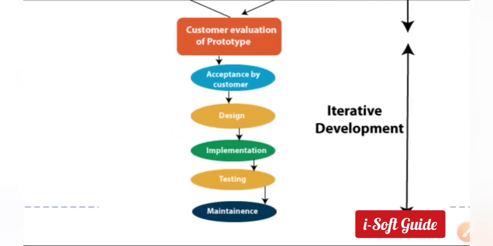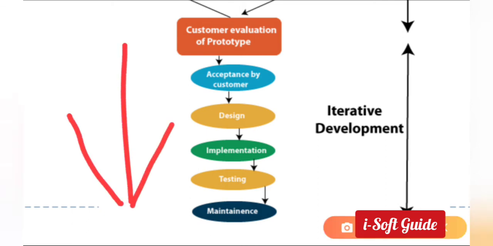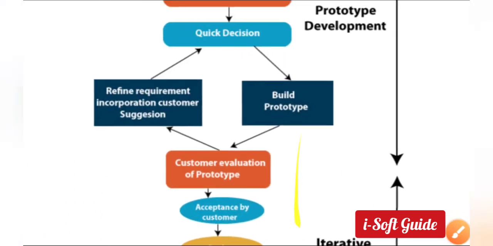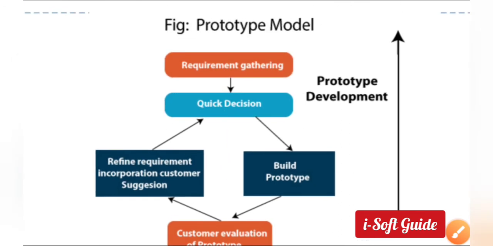The second subsection is iterative development. Iterative development means as soon as we get the complete working prototype, then we will develop the software using iterative steps. Here are the steps that are common for all SDLC models. You can just read them and understand what they actually mean. So this diagram is very simple.